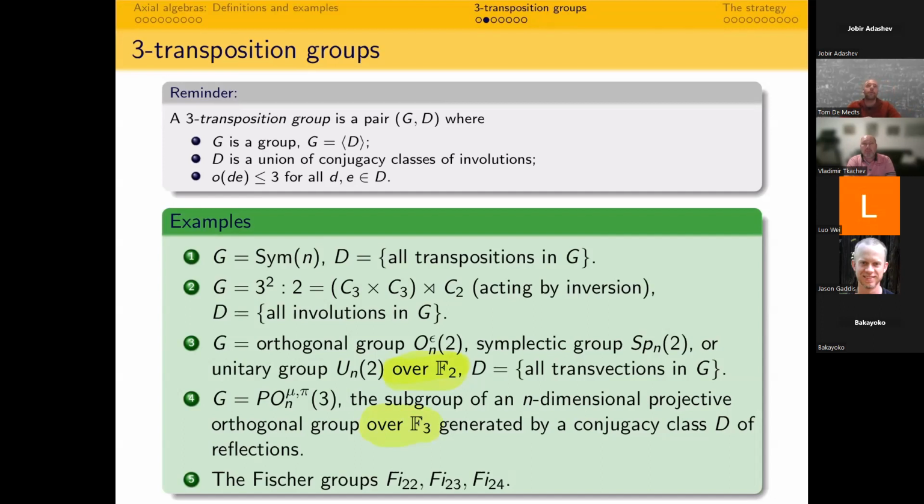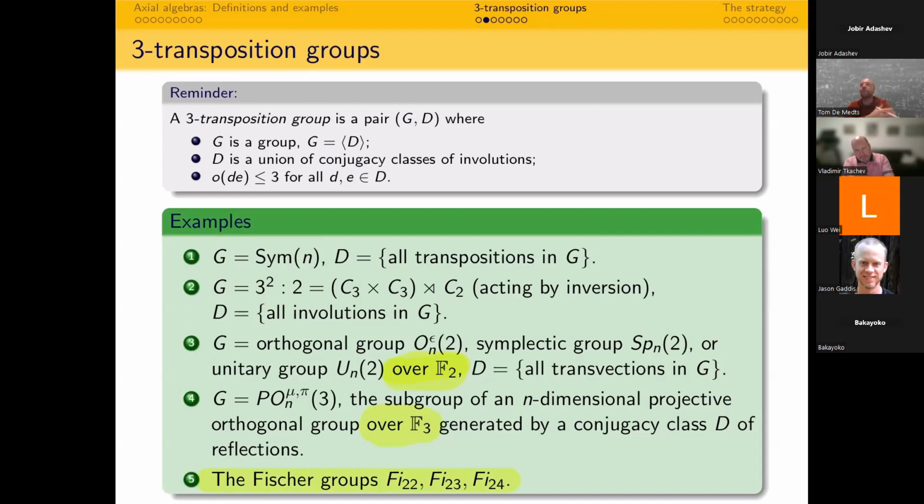Reflections are a well-defined notion if you have an orthogonal group. You take a very specific conjugacy class of reflections, and in this case you get a very specific kind of orthogonal group, and this one is also a 3-transposition group. So that's an infinite class of examples. But then, interestingly, you get these things on the last slide, the Fisher groups. These are three of the very interesting and quite large sporadic finite simple groups.